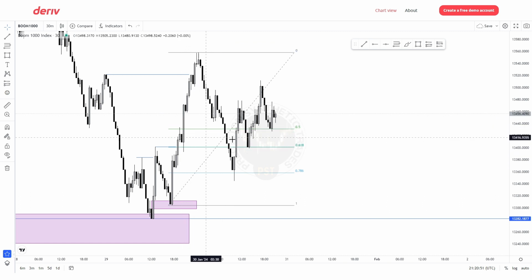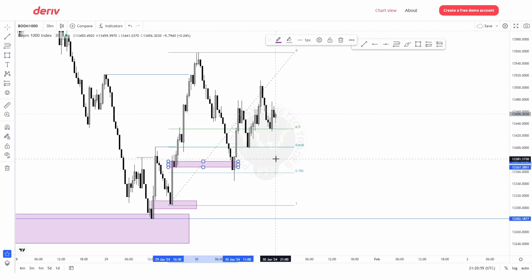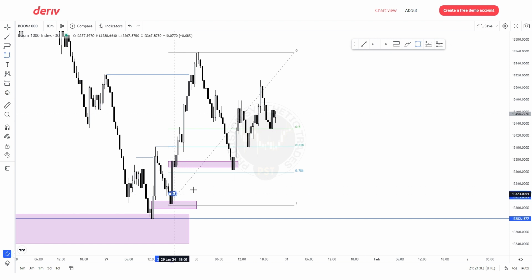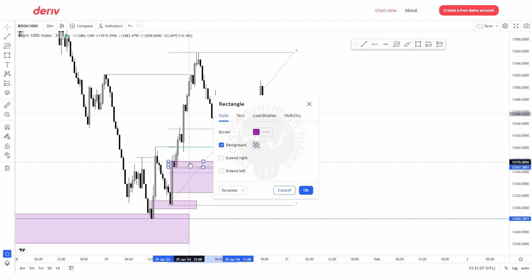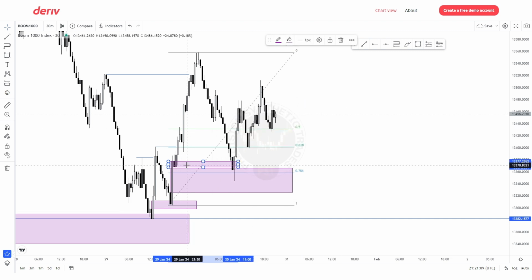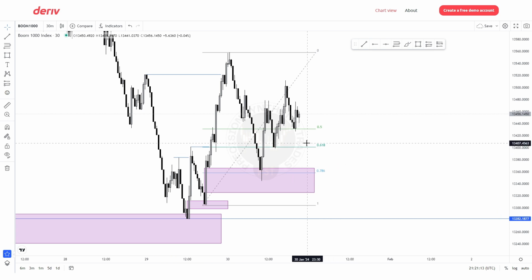Did it react from there? No, it didn't. Did it react from there immediately? No, it didn't. It broke through our order block. But what's below our order block? A nice fair value gap inside our 78.6 zone on the fib.